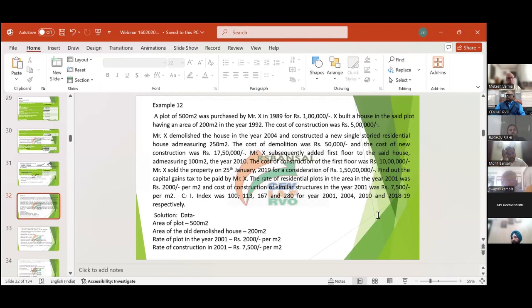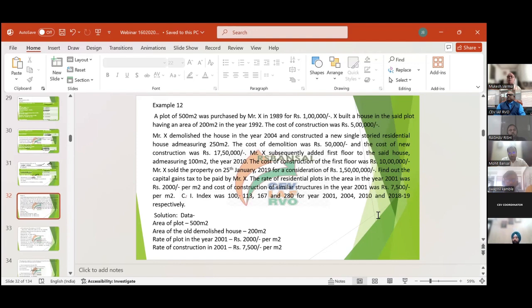The cost of demolition was 50,000 and the cost of construction of the new building was 17 lakh 50,000. Mr. X subsequently added a first floor to the said house measuring 100 square meter in the year 2010. The cost of construction of the first floor was 10 lakh. Mr. X sold the property on 25th January 2019 for a consideration of 1 crore 50 lakh. Find out the capital gains tax to be paid by Mr. X.